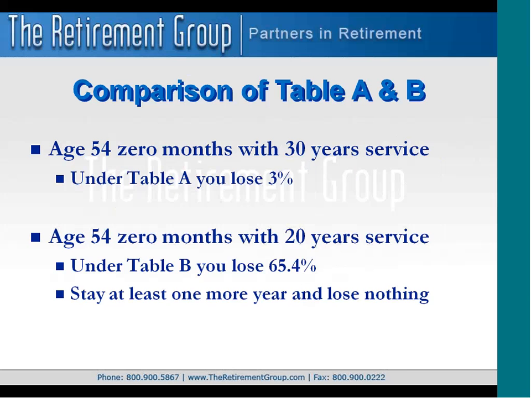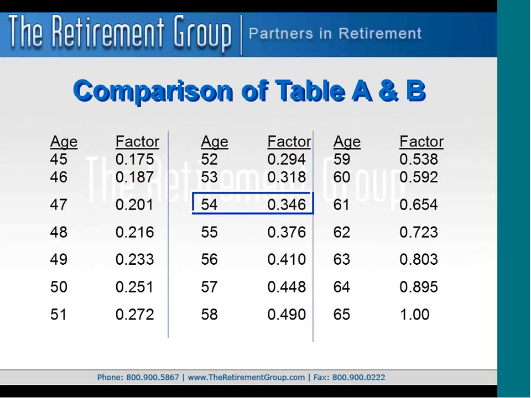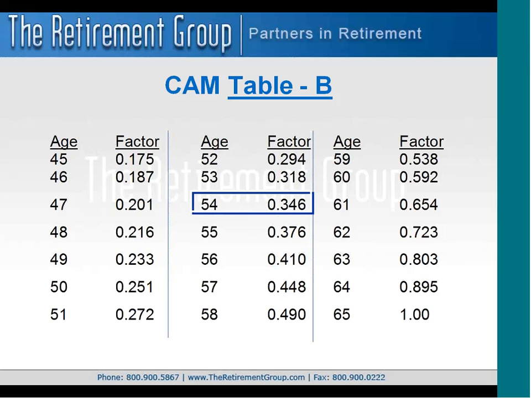Can we ask you a question, Tyson? Yeah, go ahead, Jerry. Okay, back to the previous slide there. On that factor, like the age 54, did you say that that factor there is what percent of their pension they get to keep? So they would only get 34.6% of it, or is that the reduction? No, that is what they keep. So that is a reduction of about 66%.